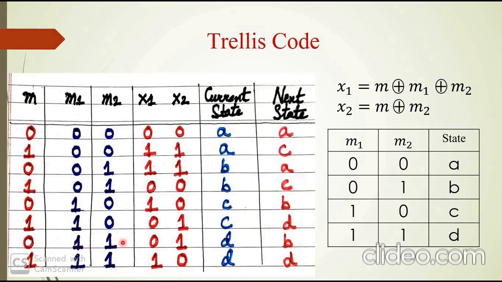And now the current state is 1 1, it means current state D. And now the current input bit is 0. So the next state will be 0 1. It means the next state will be B. So next state will be B. And the current state is 1 1, means current state is D and current input bit is 1. So the next state will be 1 1. So 1 1 means the next state will be D.